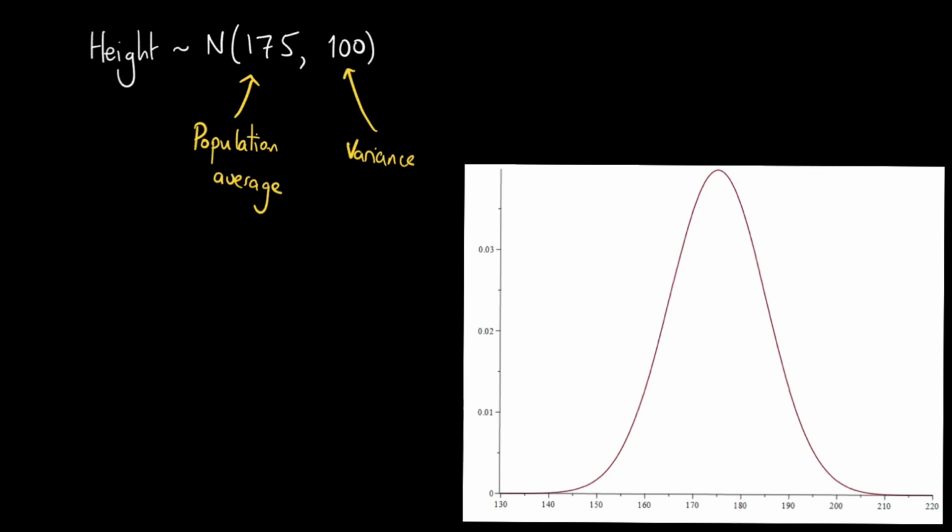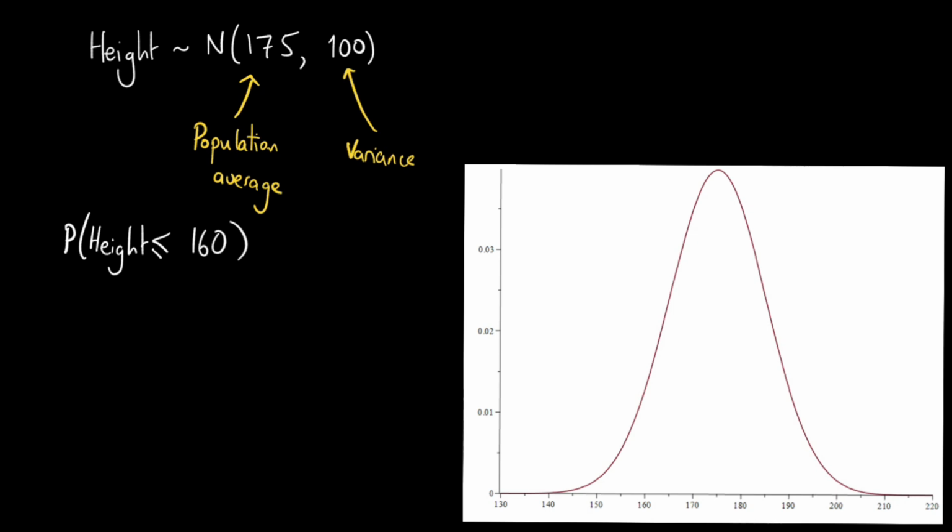Now, let's suppose that we want to calculate the probability of randomly observing an individual from this population who has height less than 160 centimetres. Before we go any further, I've written this as the probability that height is less than 160 centimetres, but actually, because height is a continuous random variable, this is equivalent to saying that height is less than or equal to 160 centimetres.